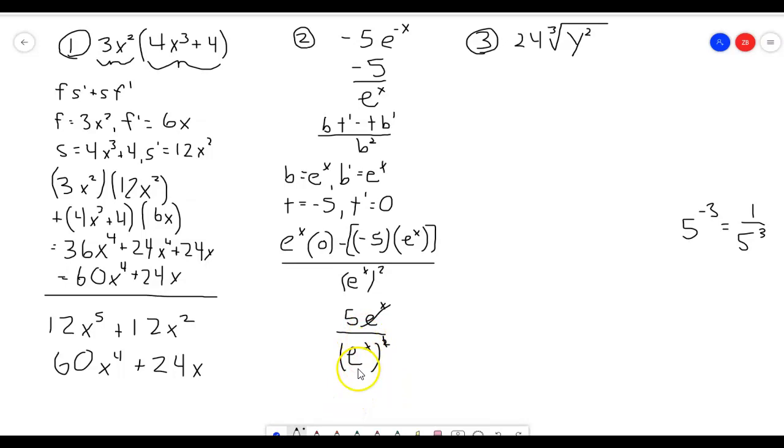One of those will cancel out with this one, and I'll bring this one back up to the top. So I will be left with 5e to the negative x, and that should be my final answer there. Let me go and erase this little side work, as long as I didn't make any mistakes, which I don't think I did.